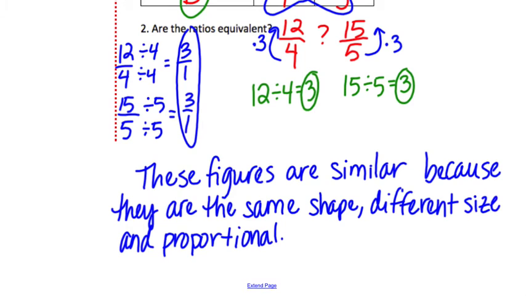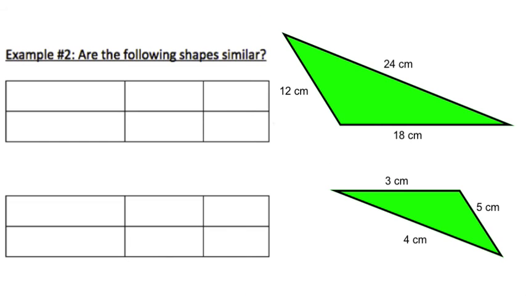That's what makes two figures similar. So for our last example, we have two triangles. Again, what I'm going to do is call this one A and call this one B so I know which one I'm talking about. Then if I'm going to set up a proportion box, I'm going to put my labels here. I'm comparing A to B.